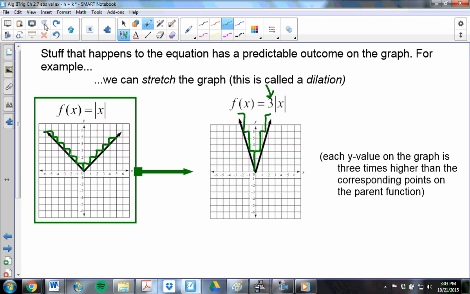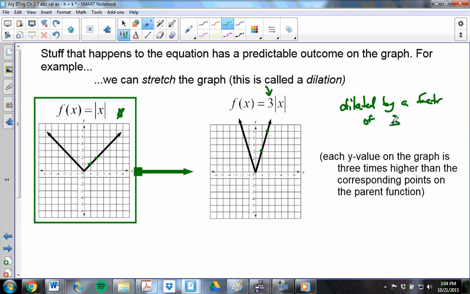Really what it's doing is taking the y values and tripling them. What was the point (1, 1) is now (1, 3). What was the point (2, 2) is now (2, 6). All the y values are being multiplied by 3. So each y value on the graph is 3 times higher than the corresponding points on the parent function. Here is our parent function. Here's our new one. This is called a dilation, or the parent function was dilated by a factor of 3.